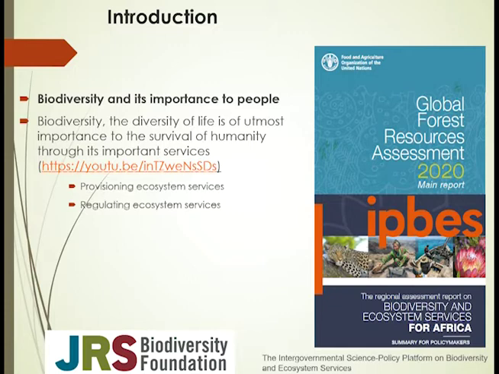Biodiversity also provides regulating ecosystem services to people. For instance, in storing carbon in above-ground and below-ground forest biomass. It is indeed estimated by FAO 2020 that more than 600 gigatons of carbon are stored in the forest biomass. At the scale of Africa, it is more than 80 gigatons of carbon.